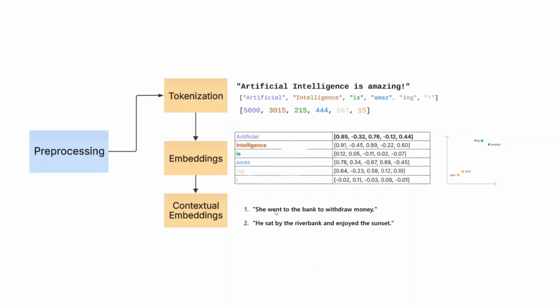LLMs with contextual embedding generate a different vector for bank in each of these sentences, recognizing that the first one refers to the financial aspect and the second one refers to the river edge. The contextual understanding enables LLMs to disambiguate word meaning based on context, improve accuracy in tasks like translation, summarization, and sentiment analysis, and generate more human-like and context-aware responses. The response from the LLM will be different for these two sentences.